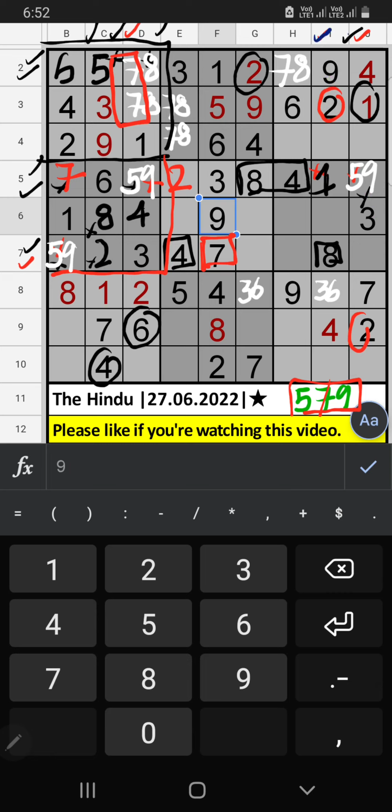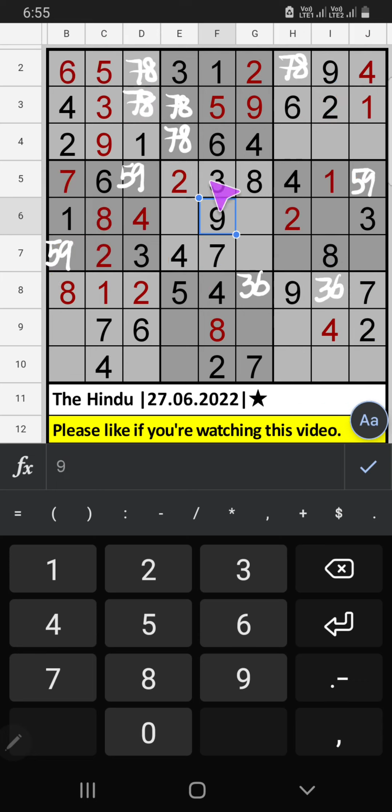Column I, column J, we have 2. Seventh row also we have 2. So 2 can't come in these cells. Then 2 is confirmed here. Column D, 2 numbers are remaining, 5 and 9. It will come in any one of the 2 cells. We will confirm later. Sixth grid, we have 1. So 1 can't come in these cells. Then 1 is confirmed here.